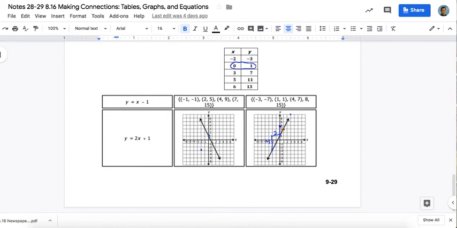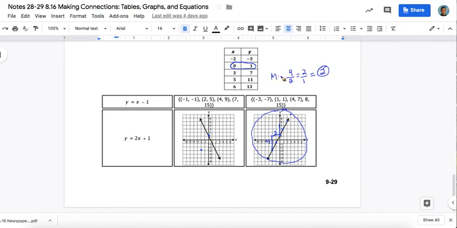sorry, 4 over 2, and 4 divided by 2 is 2 over 1. So I can continue this pattern, 2 over 1, 2 over 1, and yup, it does cross through that point. And remember, 2 over 1 is actually a slope of 2. Okay, so I'm going to circle this representation, and I know the slope is 2.